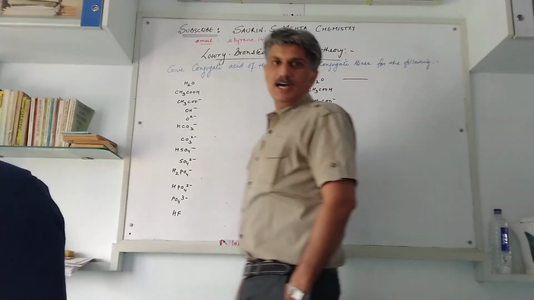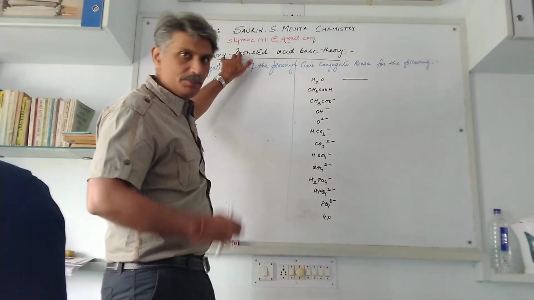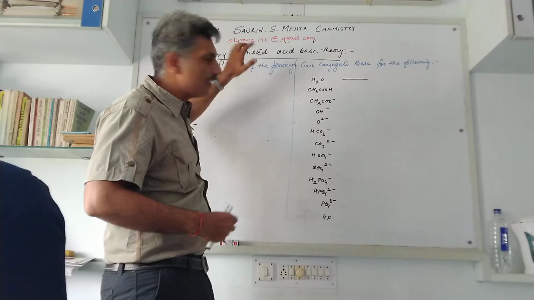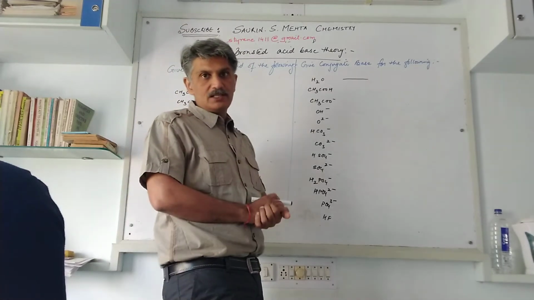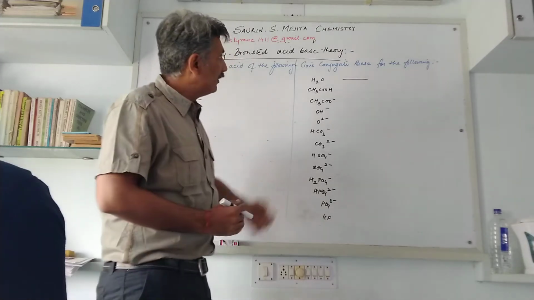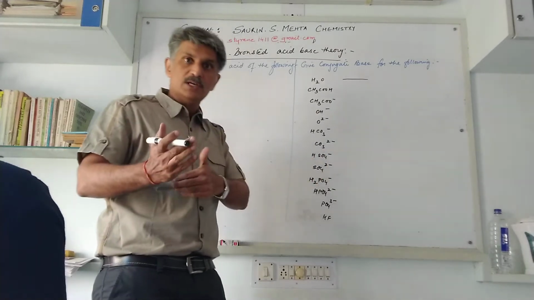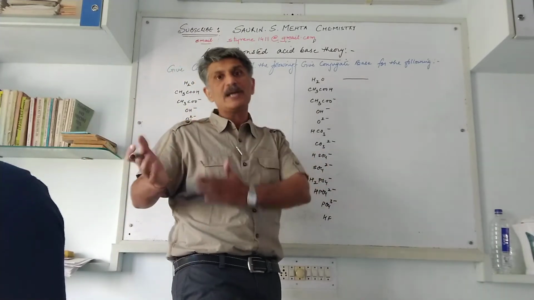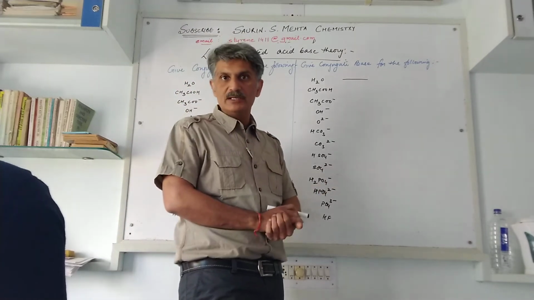Right, students, we are back with the Lowry-Bronsted concept. In the previous episode, we went through the principle of Lowry-Bronsted, the proton transfer or proton exchange. I did talk about that. Now, I'll explain how the proton transfer helps to recognize an acid with respect to its conjugate acid and a base with respect to its conjugate base.